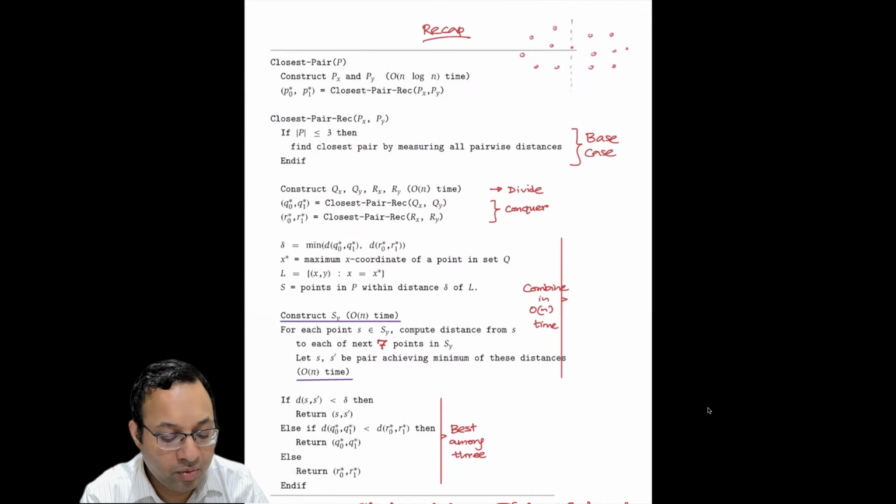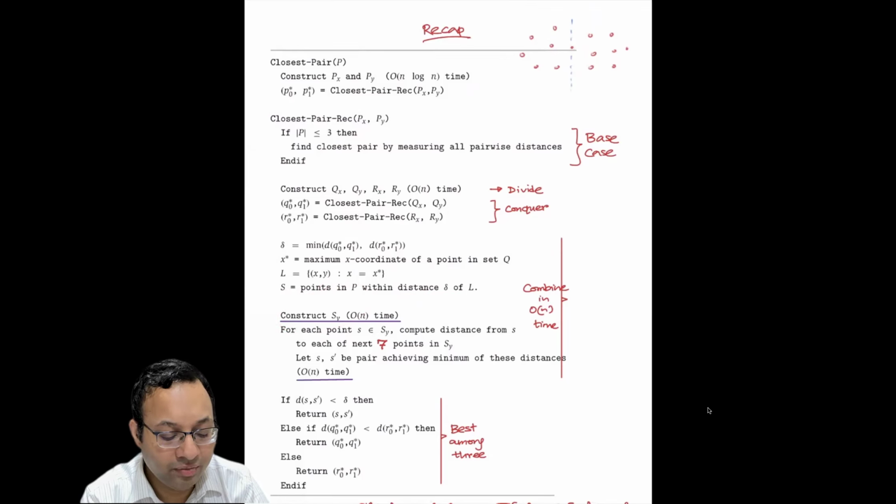So x star was the maximum x coordinate of a point in set Q. So this side will have half the points and the remaining points are here. Then we claim, let's look at all points S which are within delta distance from L. Last time we saw this strip which is within delta distance from L. And for all these points in S, we can again in linear time construct Sy. The points can be sorted according to y coordinate. We're not really sorting every time, but we have the list Py, and from that we can create this Sy by a linear pass, which we discussed last time.